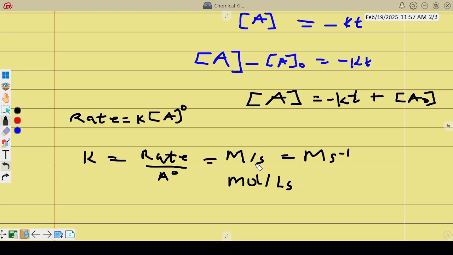Or if they want to remove the fraction, they'll say molar per liter inverse second inverse. Yeah, so those are the units. And then now quickly rush into the half-life, or sometimes I call it the half-time.